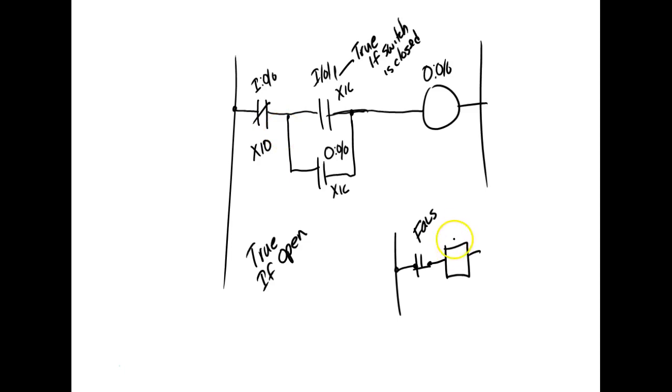So if I come over here in my program and I use that symbol right there, it says it's true when it's what? Open. So if I use a normally closed contact, it means it's false. So to make this run, somebody's going to have to come over here and press this button, they're going to have to press the start button, right? You understand? Yes or no?